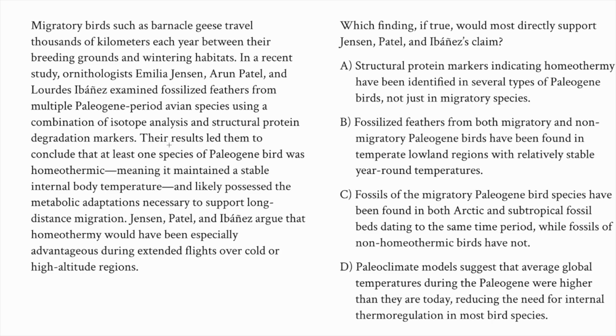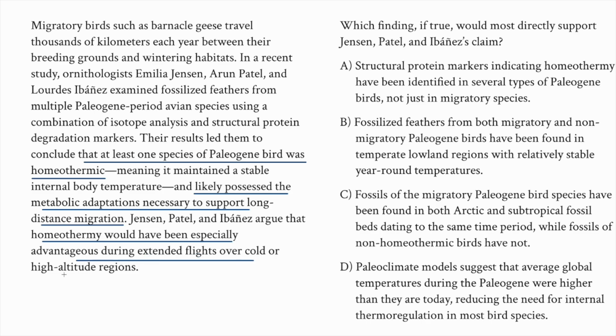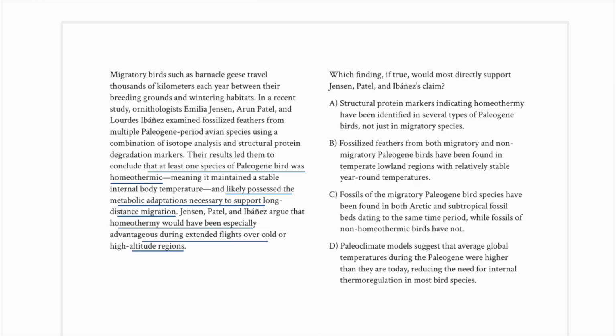It's kind of made in two different places. We see here that they conclude that at least one species of this bird was homeothermic and therefore likely possessed the adaptations necessary to make long-distance migrations, and that homeothermy would have allowed them to make these flights over cold and high altitude regions. So kind of a long claim there, but that's going to be the claim.